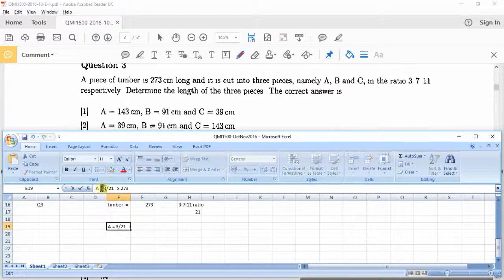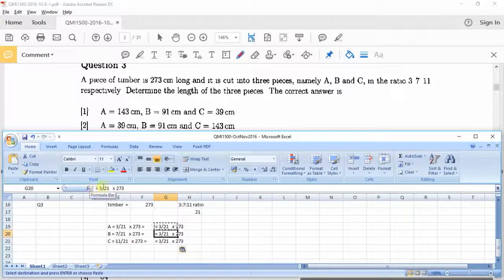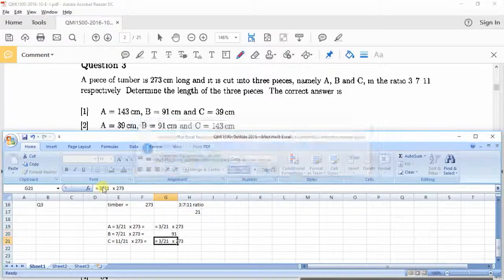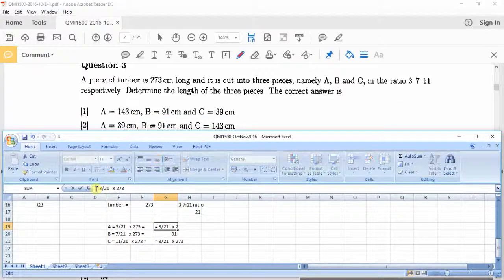So let's work that out. Copy, paste. This is 7. This is 11. This would have been B, and that would have been C. This would have been 7, and this would have been 11. So A is 39, B is 91, C is 143, option 2.